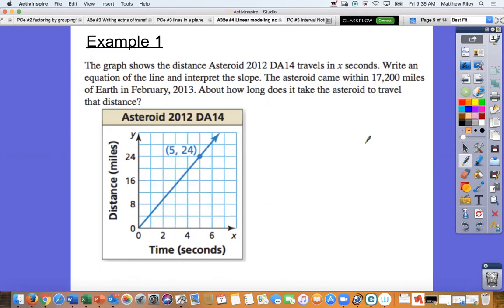A lot of people get confused by this. This is talking about how fast it travels. So if it hasn't started, if we haven't started the clock yet, we can't really measure it. So at 0, 0, that's one of our points. And then 5 seconds later, when my x is 5, that's your time. 5 seconds later, it has traveled 24 miles. Yeah, that thing is moving.